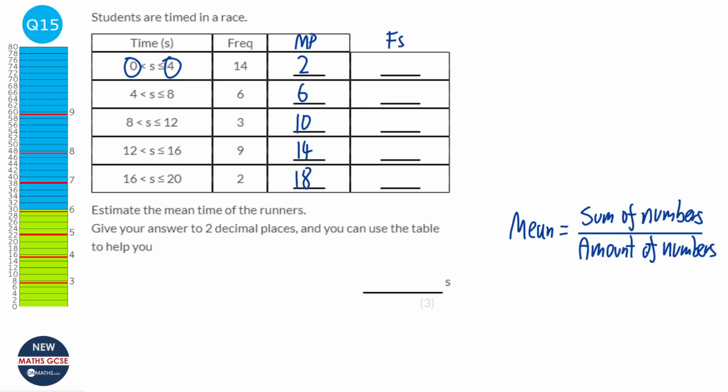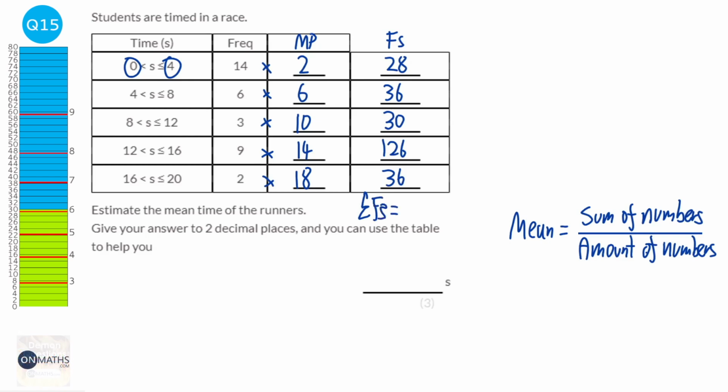Okay, and so we're assuming that 14 students got a time of 2 seconds. So when you times those together, you get 28. And we're just going to times all of these together.